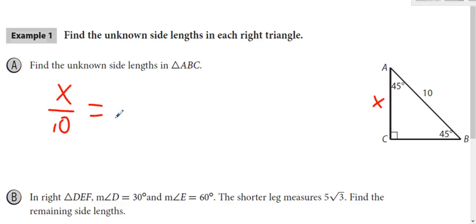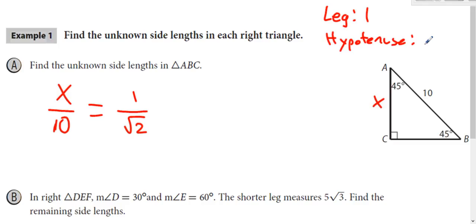And for the 45, 45, 90, the hypotenuse gets a square root of 2. The legs do not. So it's just 1 over square root of 2. So the legs are 1. The hypotenuse just gets a square root of 2. It's the only one that gets it. So if you do leg over hypotenuse, you do leg over hypotenuse. Then you cross multiply. X times square root of 2 equals 10.